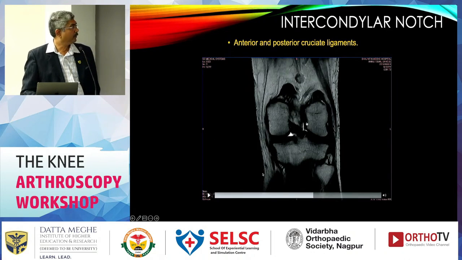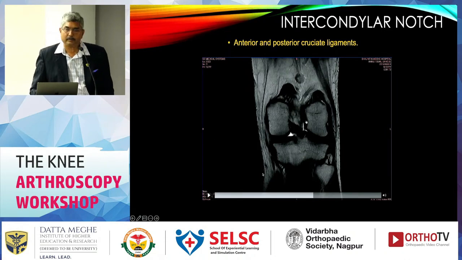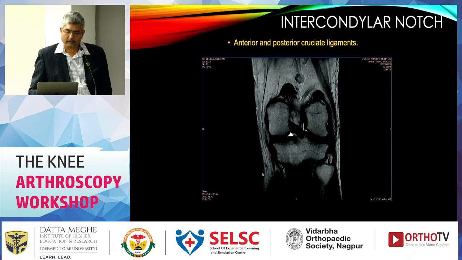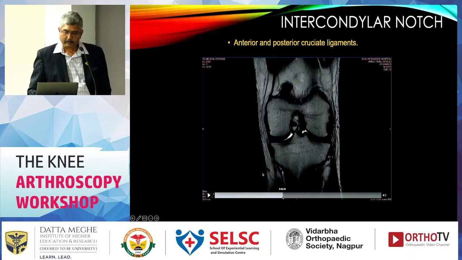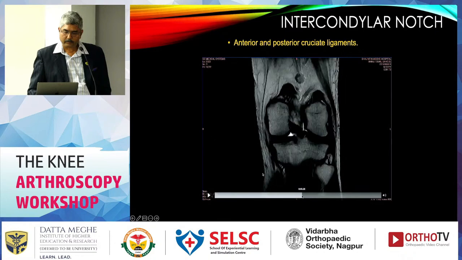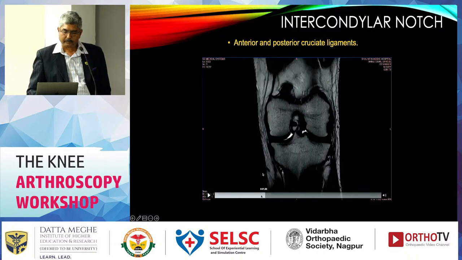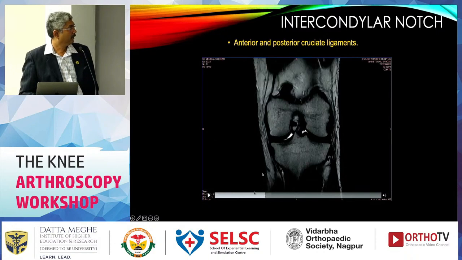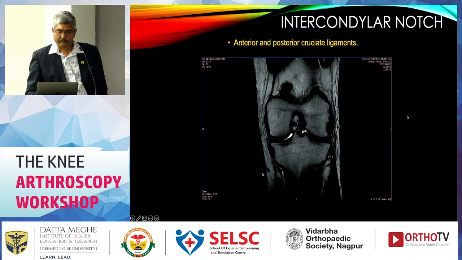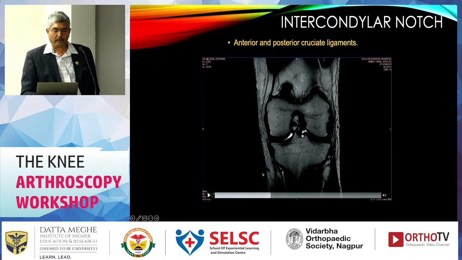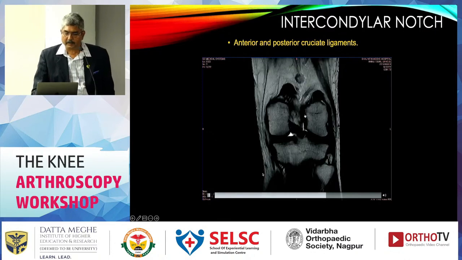Here is actually the footprint, or the insertion site, of the ACL, which is on the lateral condyle. And as one can see here, the rest of the ACL can be seen if we go anteriorly. So here we are going anteriorly. This one is the posterior part. Here we are going anteriorly. So this is the origin. Here is the intercondylar notch where the origin is, and here is the insertion.